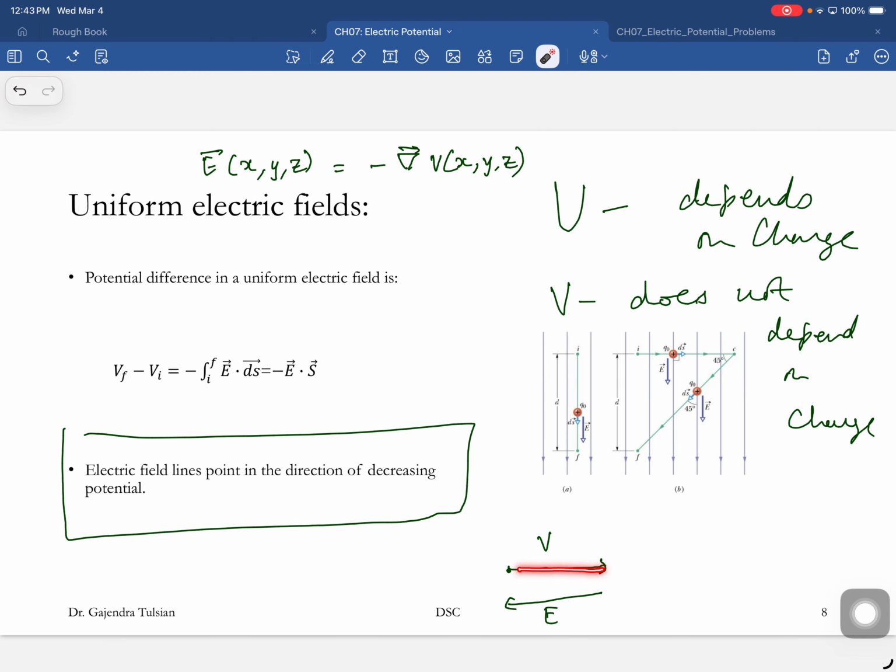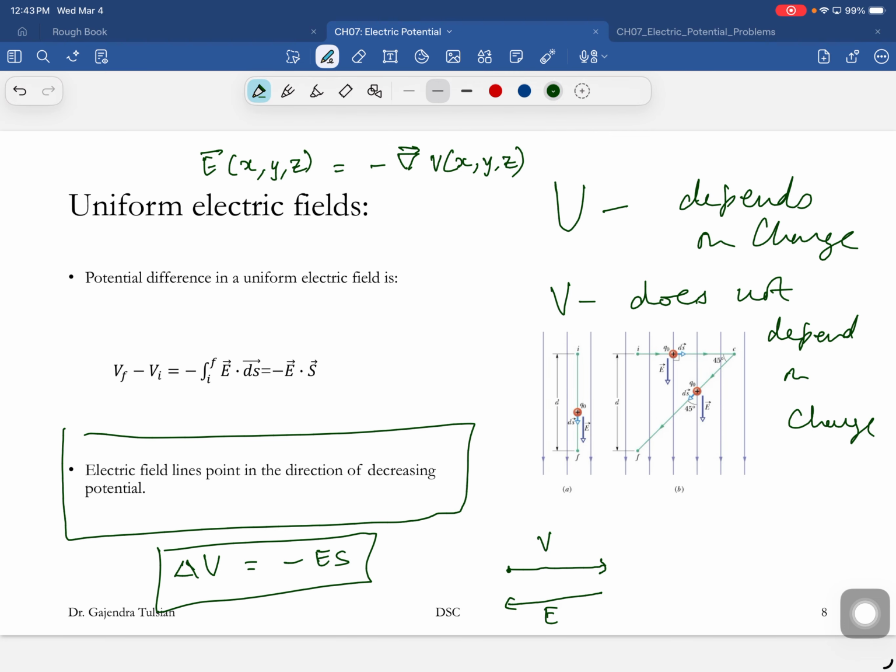Gradients point in the direction of increasing potential, and electric fields point in the opposite direction. Electric fields point in the direction of decreasing potential. So you can just memorize this formula. The change in potential between 2 points for a constant electric field is just E dot ds. And if you're going along the field lines, delta V, the change in potential between 2 points, is just ES.